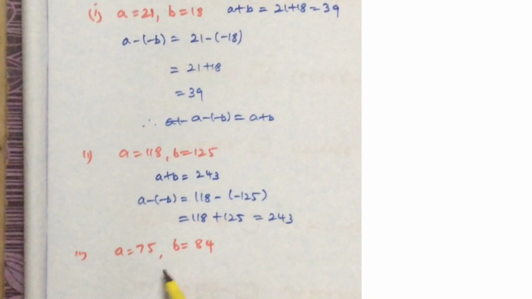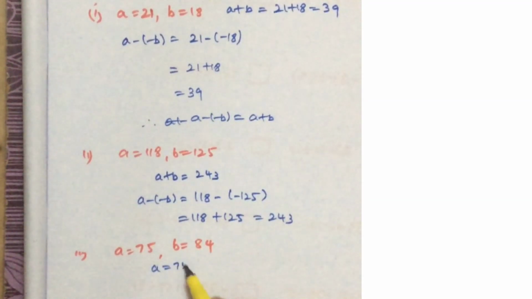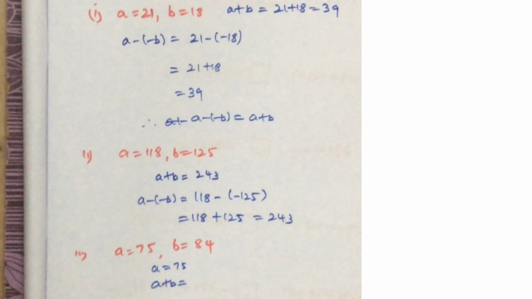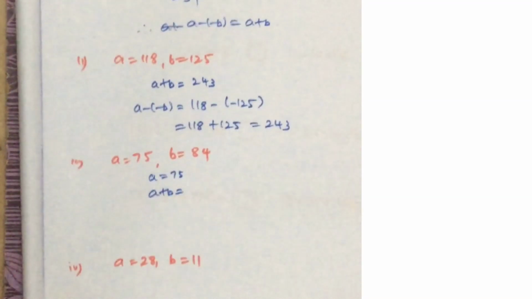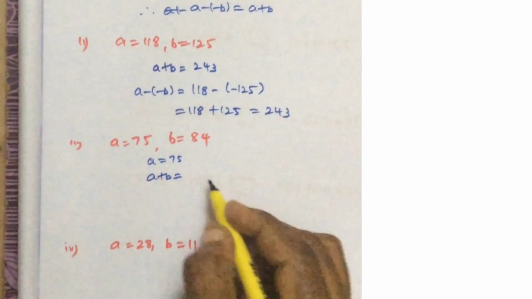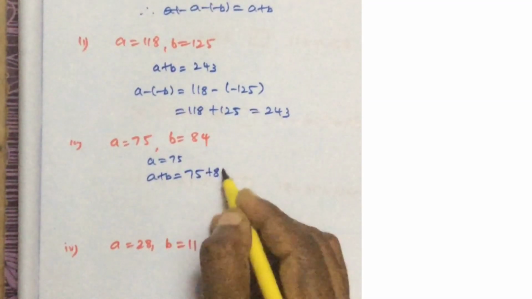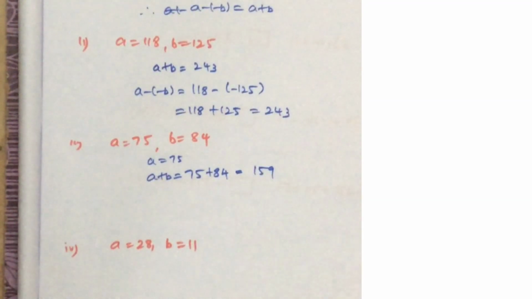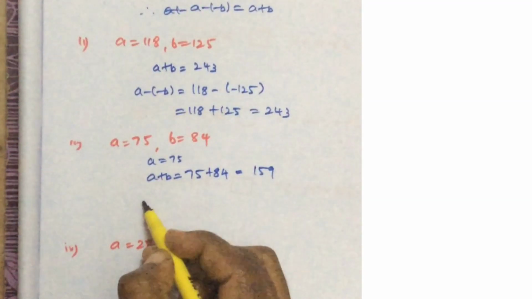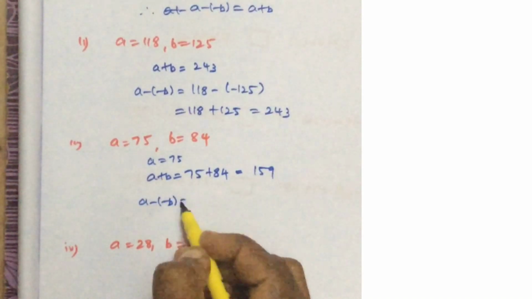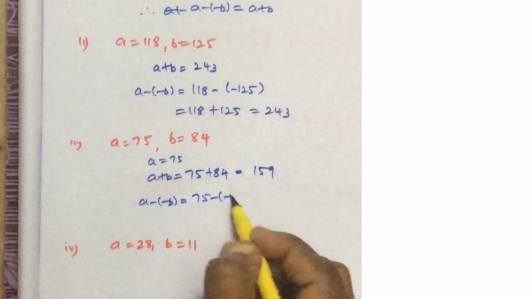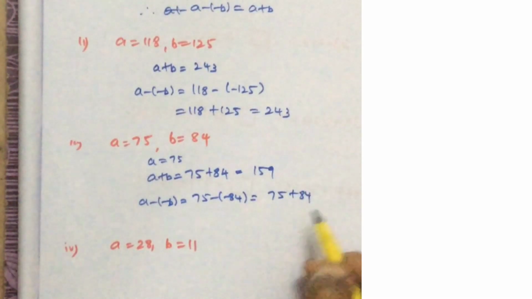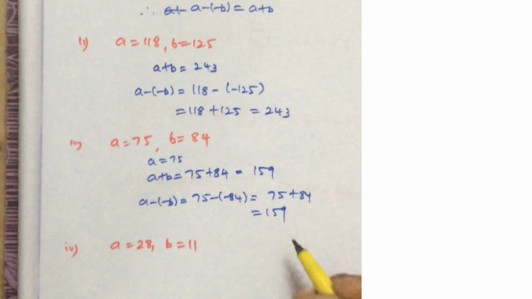The next is A equal to 75 and B equal to 84. Okay, A plus B equal to 75 plus 84, that is equal to 159. A minus of minus B equal to 75 minus of minus 84, that is 75 plus 84, that is equal to 159.